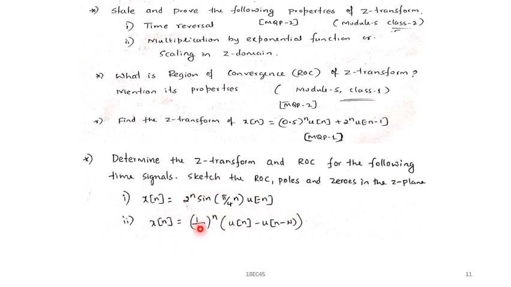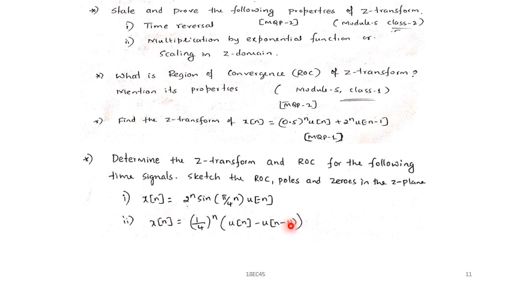The second problem, this is x of n, 1 by 4 to the power n, u of n minus u of n minus N is there. And here, this signal duration is from 0 to N. So 0 to capital N. So in the summation, we'll get n from 0 to capital N, 1 by 4 to the power n into z to the power minus n. So use the standard equation. This is a finite series you will get, and use the standard equation and obtain the Z transform of this.